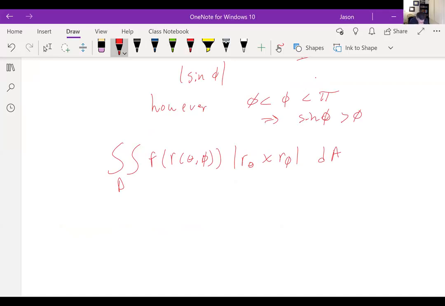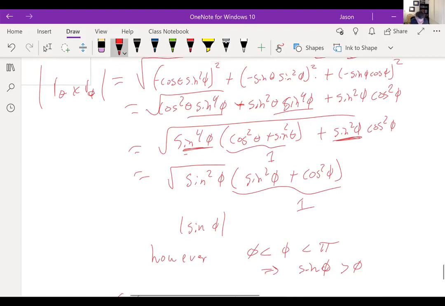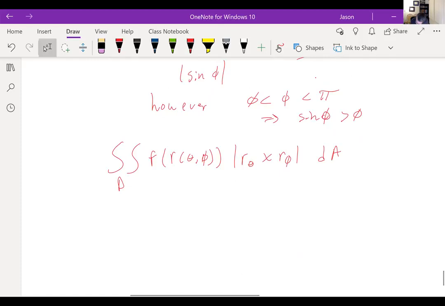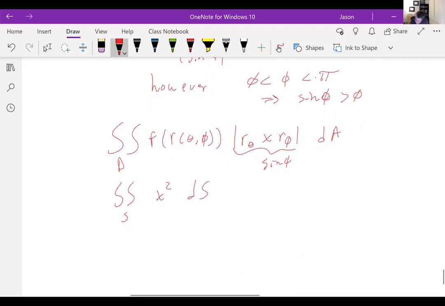Let's see what's going on here. What was the original? The original was we wanted the surface integral of x squared dS. And we went through that whole work to find out that this thing was just sine phi. That was it. Boom. That was fun. And what's x? What did we say x was?